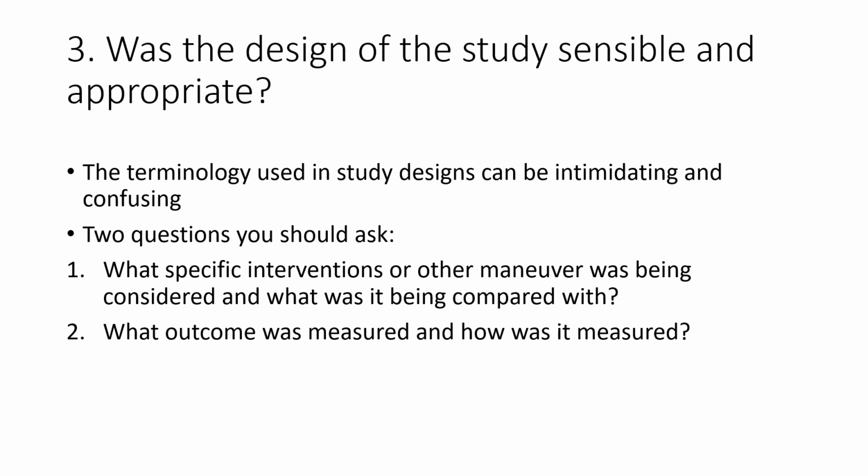So one thing you want to ask yourself when you're looking at a study design is, what are the specific interventions or other maneuvers that were being considered, and what was it being compared with? So this is basically looking at what was the independent variable and what were the controls. And then the next question is, what outcome was measured? That's the dependent variable, and how was it measured? So that's kind of your procedures and methods. Does that make sense? Is it going to answer the question they're asking?